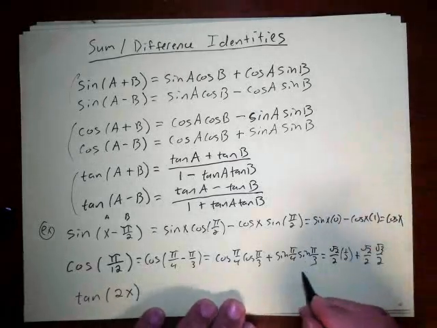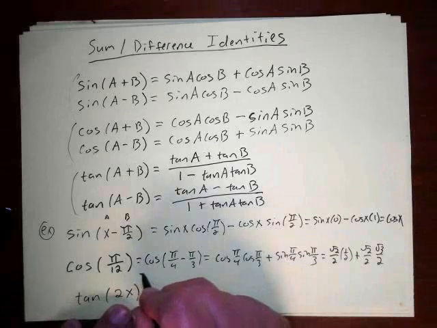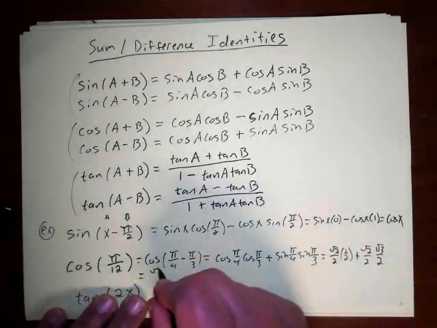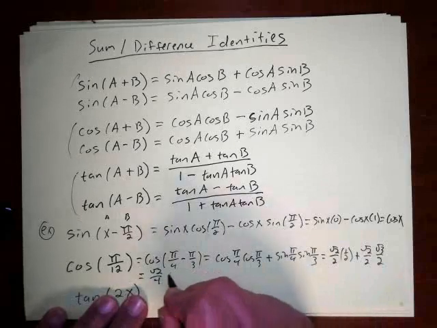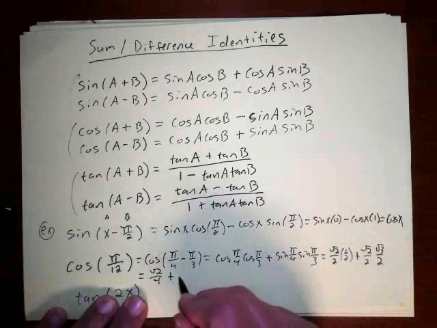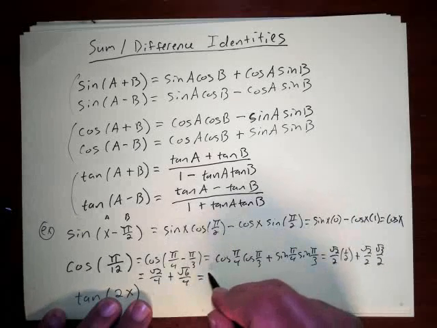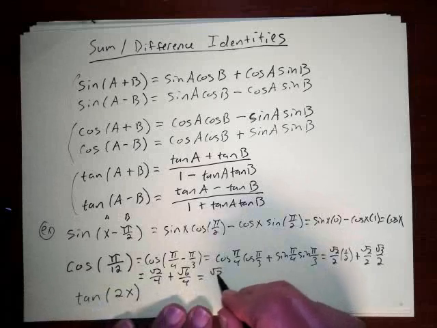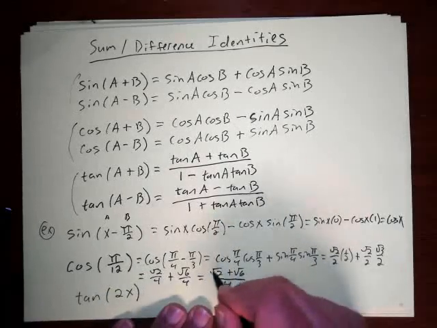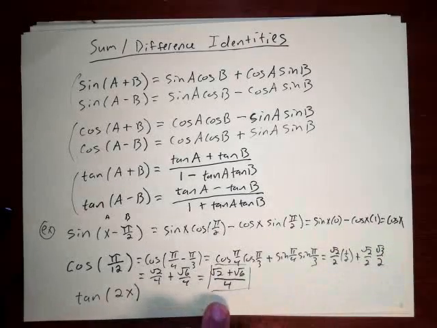And then I'll try to squeeze this in here. So this here becomes square root of 2 over 4. And then I have plus, and square root of 2 times square root of 3 is square root of 6, so square root of 6 over 4. And so I basically got this, square root of 2 plus square root of 6 over 4. So this is the exact answer for cosine of pi over 12.